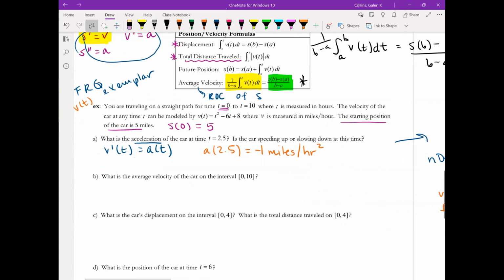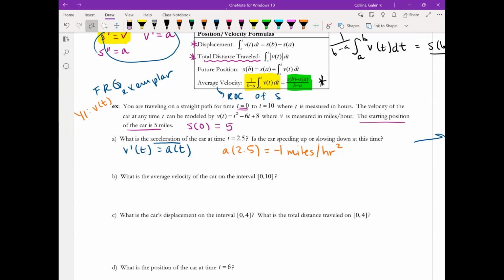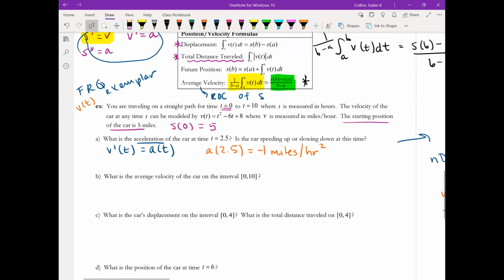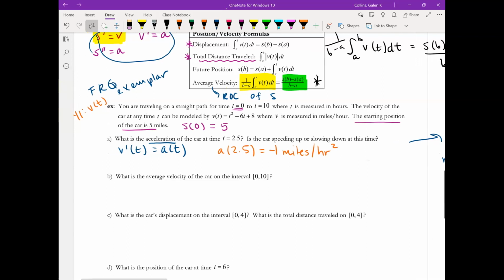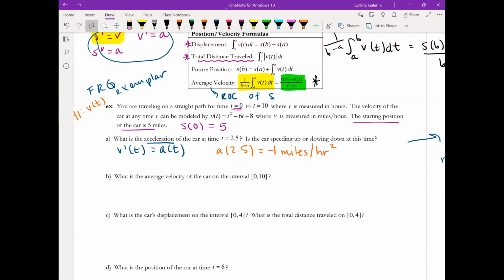Again, you can always Google this. Like if you Google how to use TI graphing calculator, find a derivative, old operating system, there's videos, there's websites, there's screenshots. All right, so that's how you would get -1 miles per hour squared.